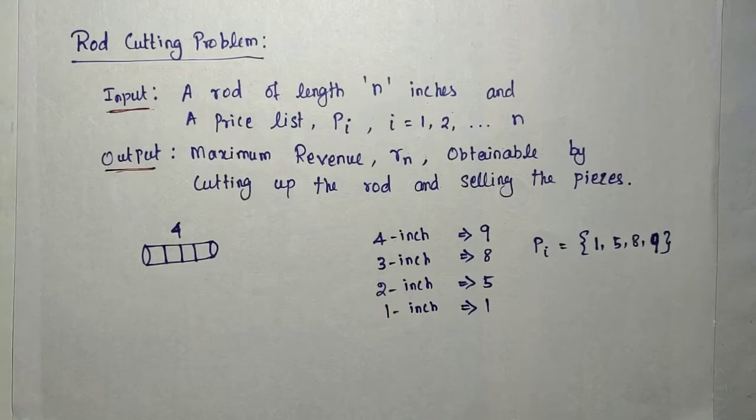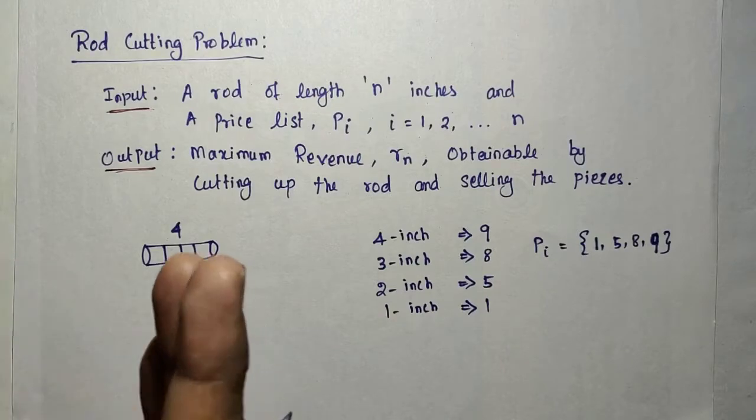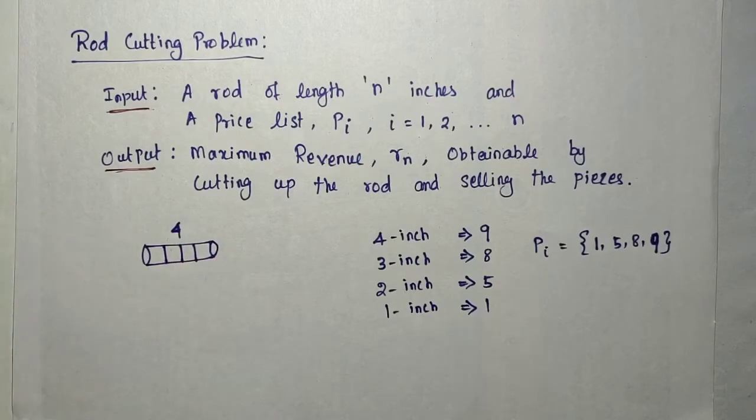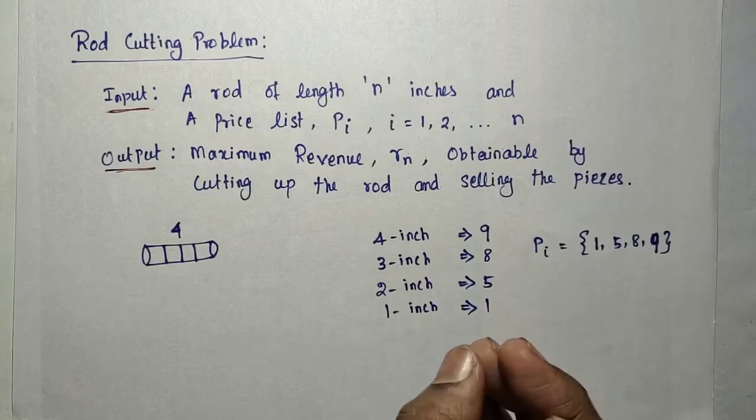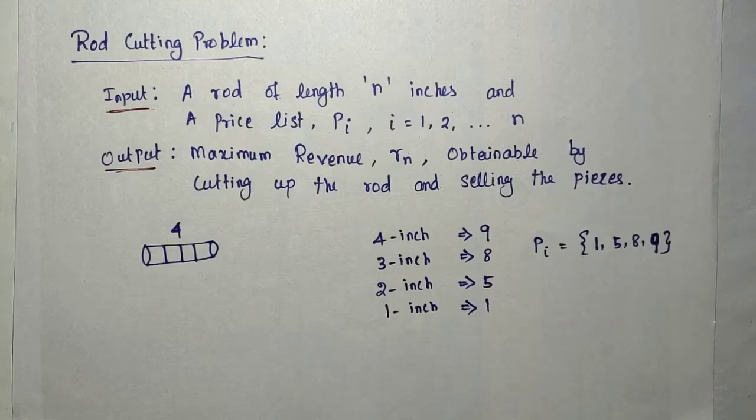So among these combinations, if you are cutting the rod into 2 pieces, each having 2 inches, you will get the maximum revenue. Like that you have to find the solution. We have to check all the combinations among them. Which way of cutting will give the maximum revenue? That is the problem statement. First you understand the problem statement, then we will enter into the solution.